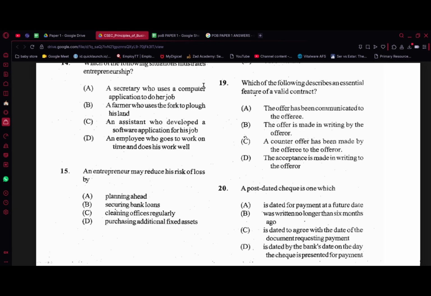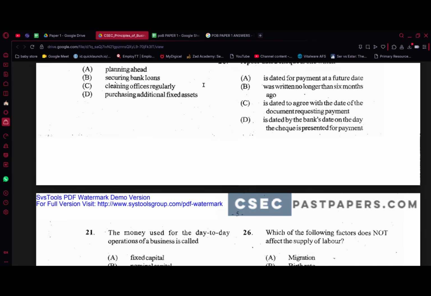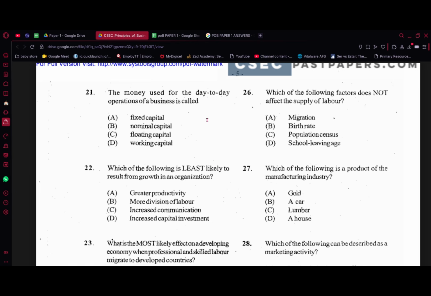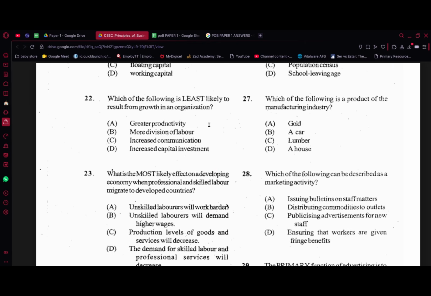19. Which of the following describes an essential feature of a valid contract? The answer is A. The offer has been communicated to the offeree. 20. A post-dated check is one which A. is dated for payment at a future date. 21. The money used for the day-to-day operations of a business is called D. Working capital.